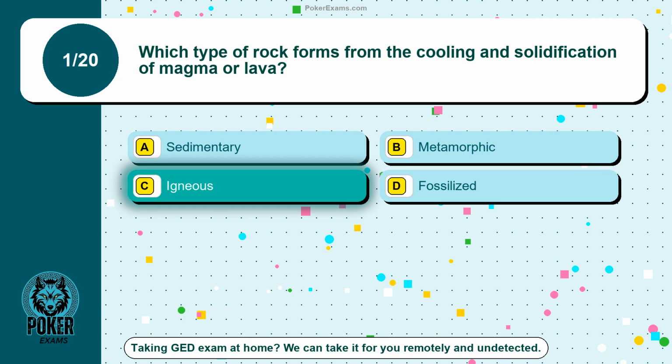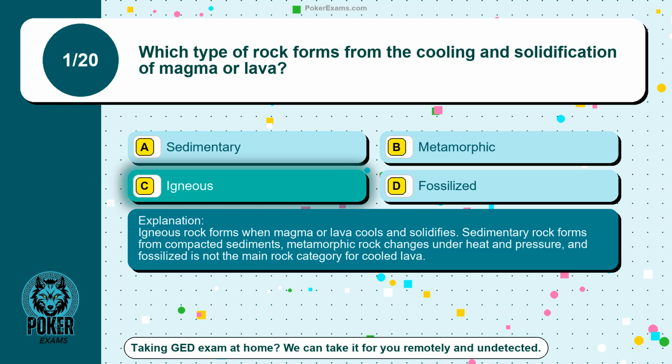The correct answer is option C, igneous. Igneous rock forms when magma or lava cools and solidifies. Sedimentary rock forms from compacted sediments, metamorphic rock changes under heat and pressure, and fossilized is not the main rock category for cooled lava.